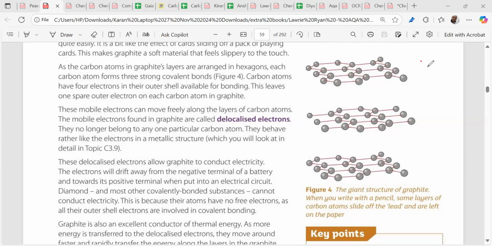There are millions of electrons. We learned that electrical conductivity depends upon the presence of free ions or free electrons.